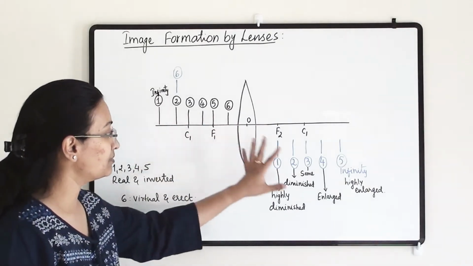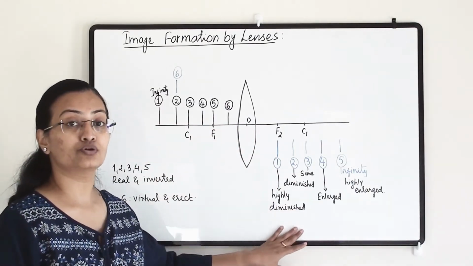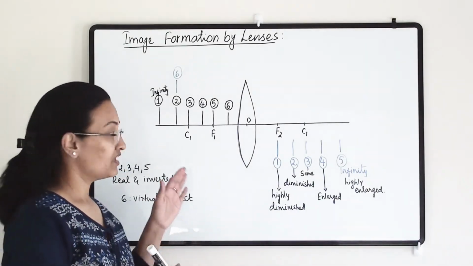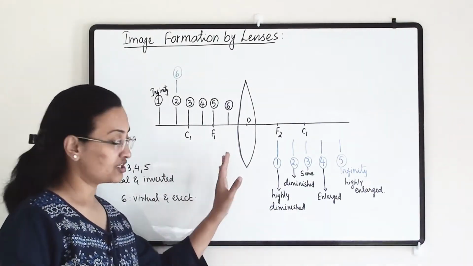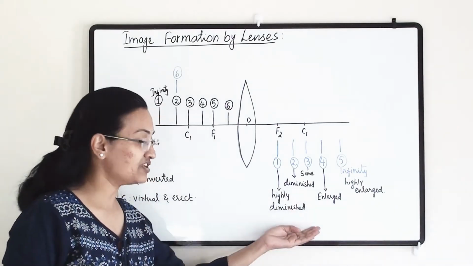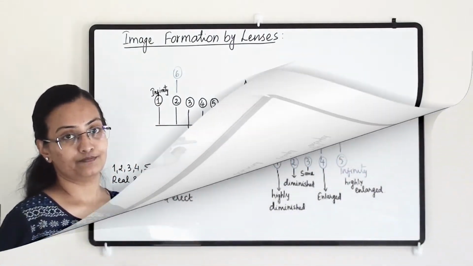So if you remember like this, all the cases for the convex lens, it will be very easy for you to remember what all are the positions of the object, what all are the positions of the image, and nature and size of the image.